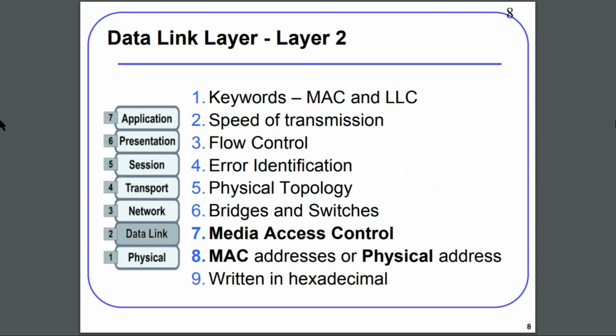So in this slide we can see layer 2, the data link layer. Keywords of the data link layer are MAC and LLC, speed of transmission, flow control, error identification, physical topology, bridges and switches, media access control, MAC address or physical address, written in hexadecimal. So let's move to the next layer.